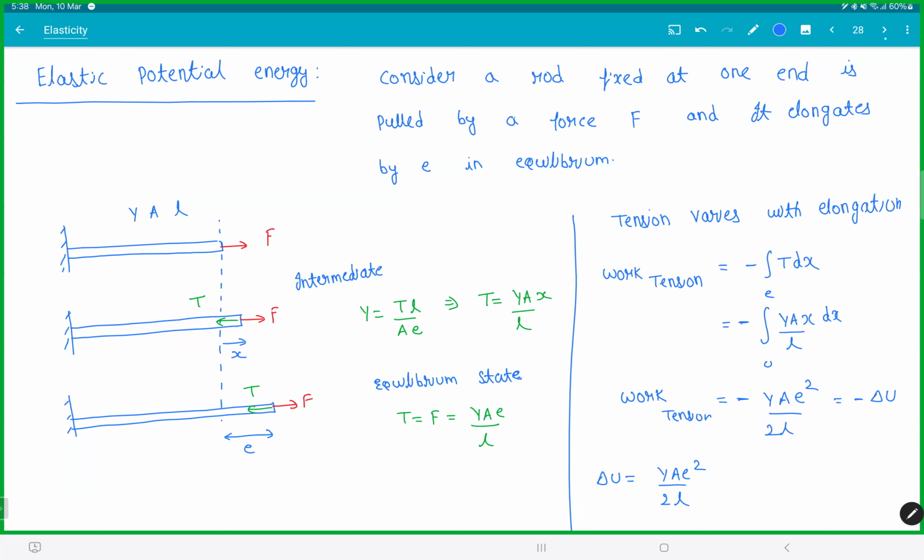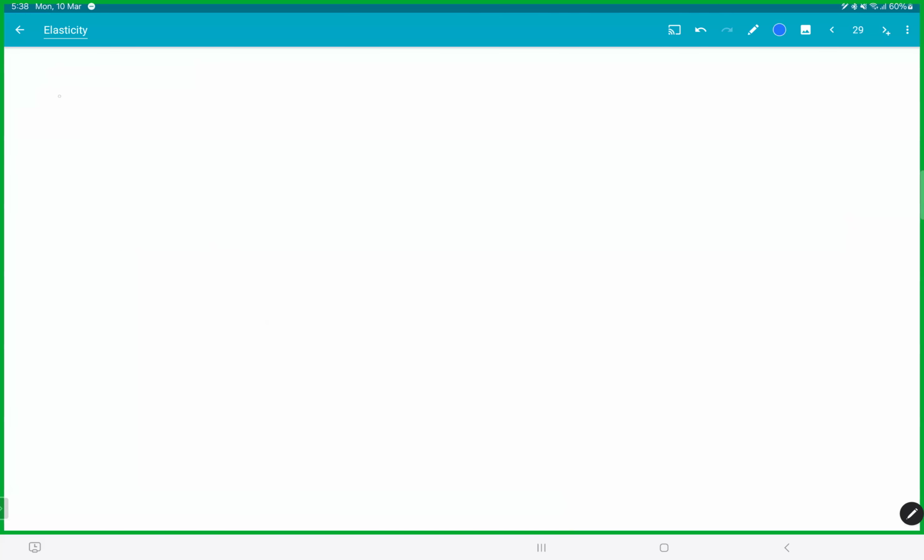Let's see. So we got the delta U, the change in elastic potential energy. Anyone confused with anything? You can always unmute and ask. YAE square by 2L, I don't like this form. There is a better way of writing this. We can write this as half. Do remember, the tension is equal to force is equal to YAE by L. So this can be written as half FE. So that's one way of writing it.